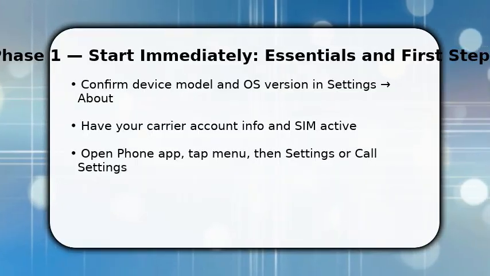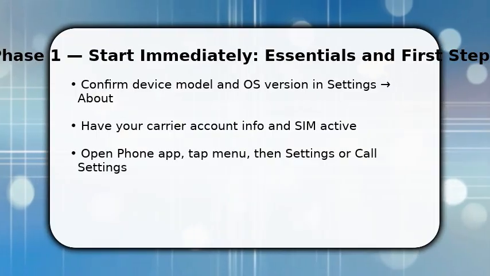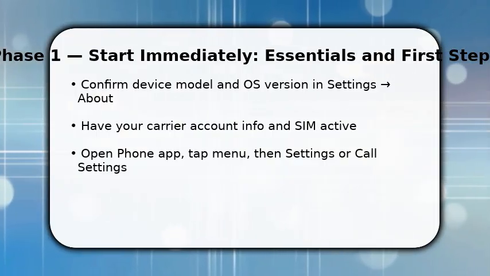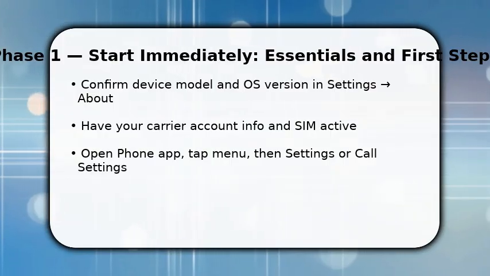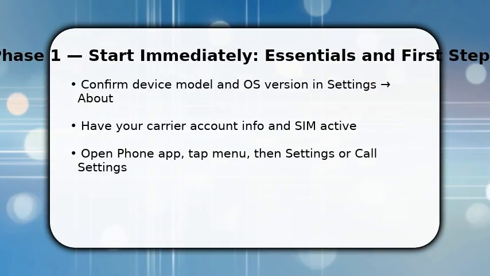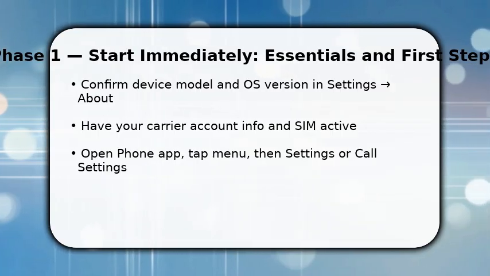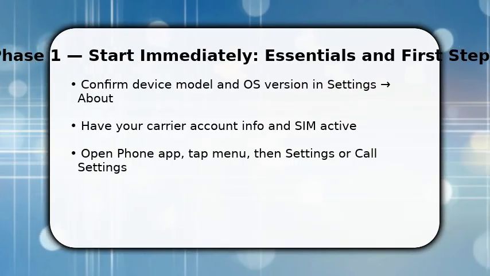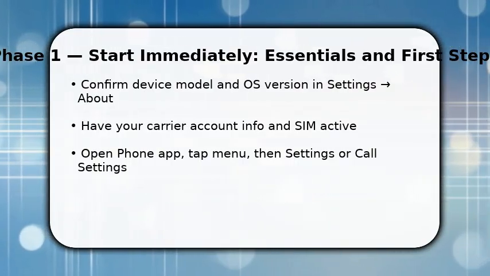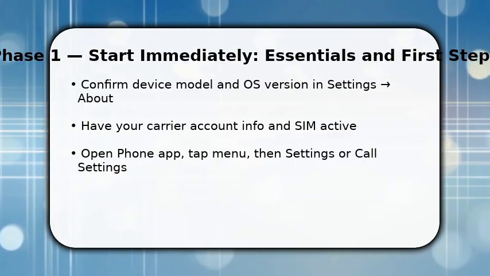You start by confirming your device model and OS version so you know which menu labels to expect. Once done, make sure your SIM is active and your carrier account is reachable. Now open the phone app and tap the three-dot menu or gear icon, then select Settings or Call Settings. You do this because many display options live inside Call Preferences.